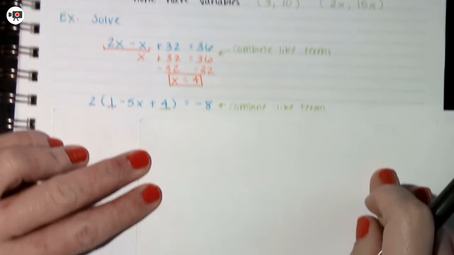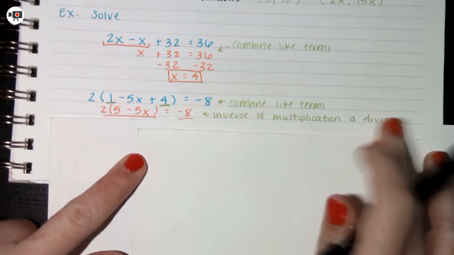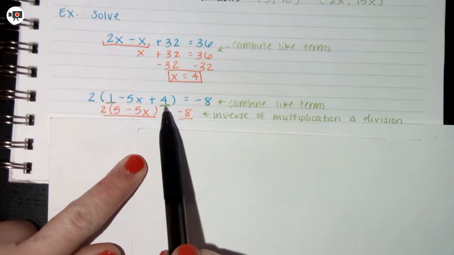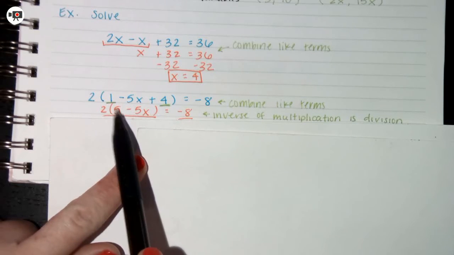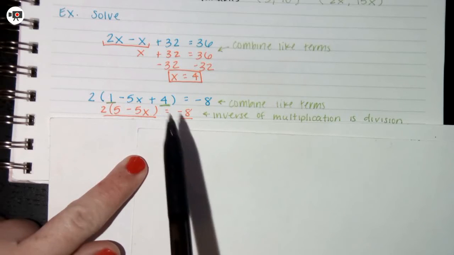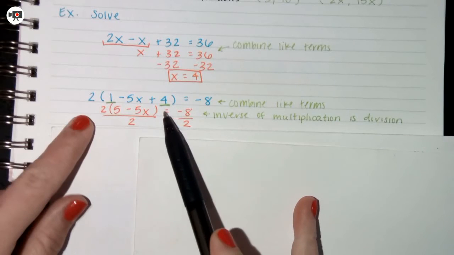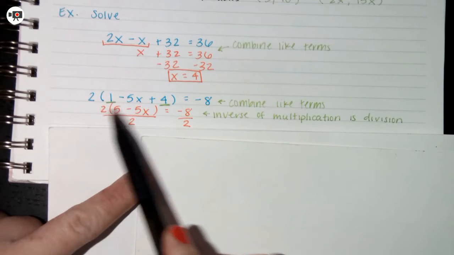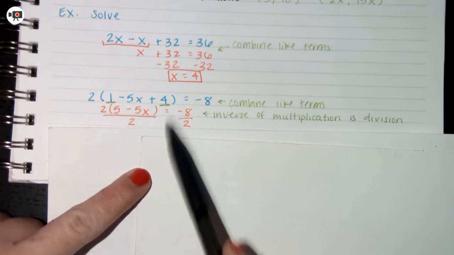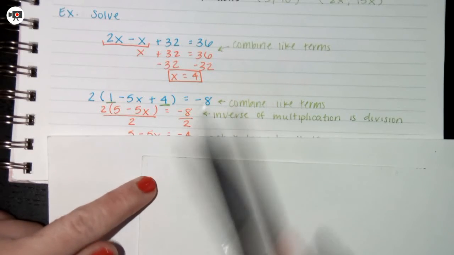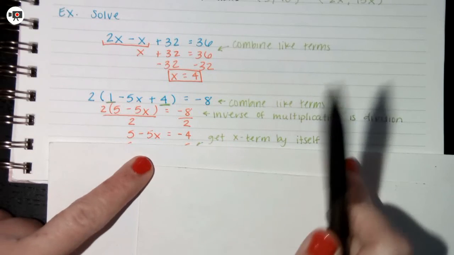Now I have 2 times 1 minus 5x plus 4 equals negative 8. This 1 and 4 can be combined. It's adding 4, so that makes 5. 5 minus 5x. And now I can divide each side by 2. Working from the outside in, I know that this 2 is being multiplied here. 2 goes into 8, so this is going to end as a nice whole number. And so I have 5 minus 5x equals negative 4.